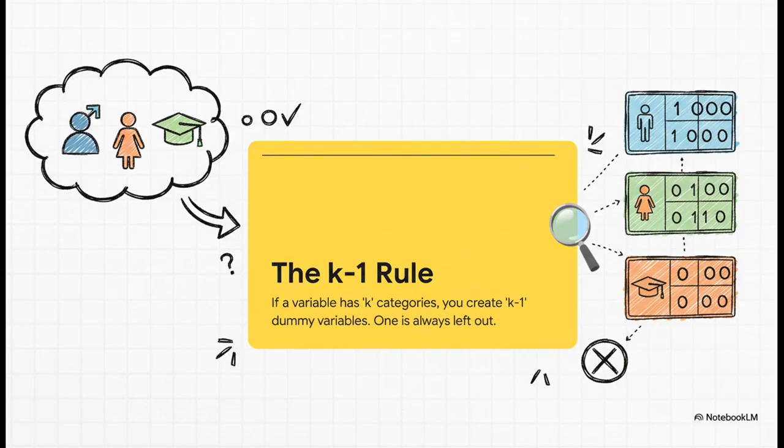It just means that if your variable has K categories, you only create K-1 dummy variables. And this is the most important part. You always intentionally leave one category out. That one becomes the baseline for comparison.